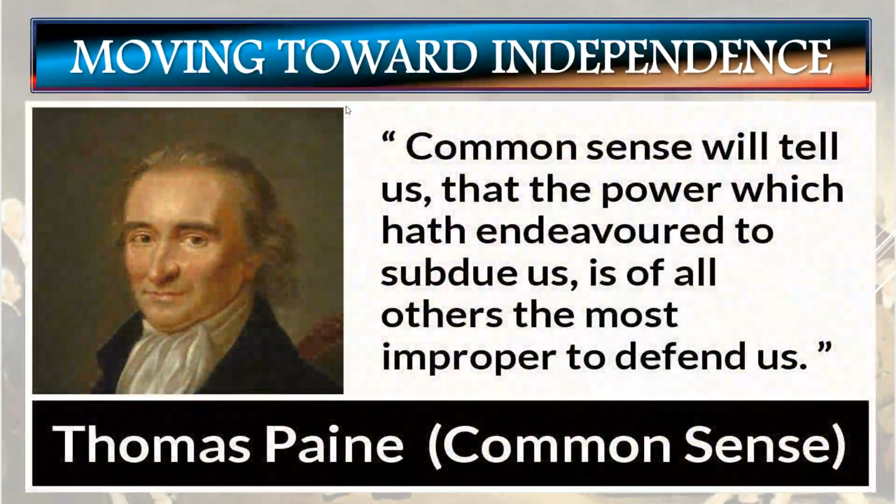And here's another line from Common Sense. And there's a picture of Thomas Paine, just so you can put a face with the name. Common Sense will tell us that the power which hath endeavored to subdue us is of all others the most improper to defend us. They don't have the ability to defend. The British can't claim to be the defenders of American liberties while taking away American liberties. And basically, that's what Thomas Paine is saying here.